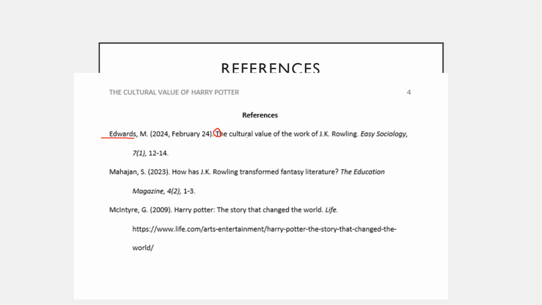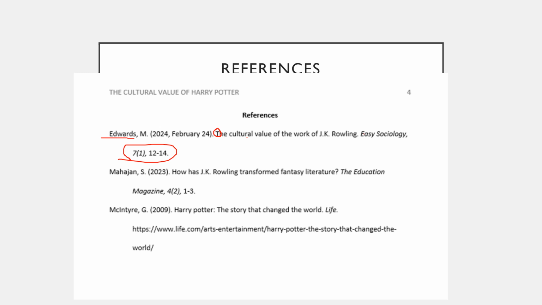All right, so now I know that I'm looking for the journal Easy Sociology for the article, The Cultural Value of the Work of J.K. Rowling, and how I would find it is through this, and this is my author. So that gives me, the reader, a chance to go and find all the cool things you talked about.